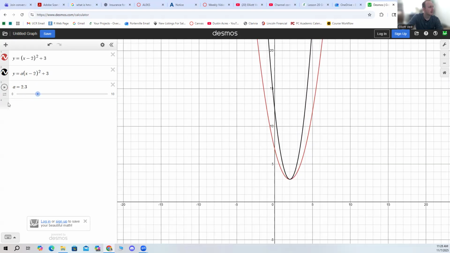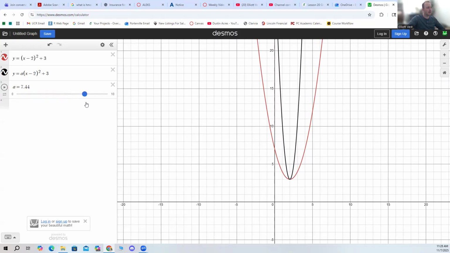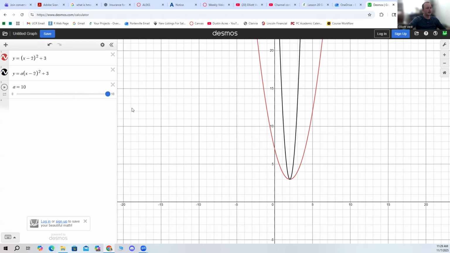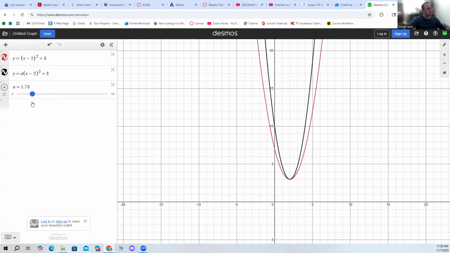My graph is black now. What is happening as I get a higher and higher value for my a? It's actually a vertical stretch. I take the two endpoints of my graph and pull them up, so it gets more and more skinny. And as my a gets lower and lower, it fattens up, and then I reach the point of 1, right where we started.